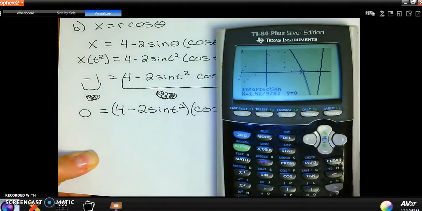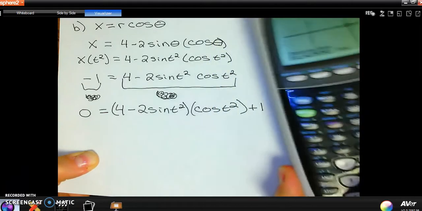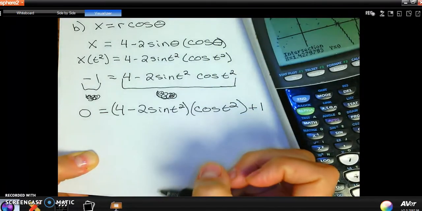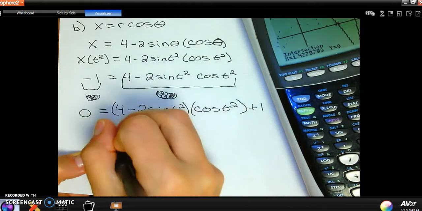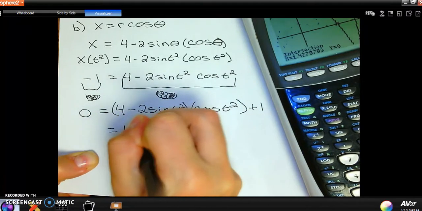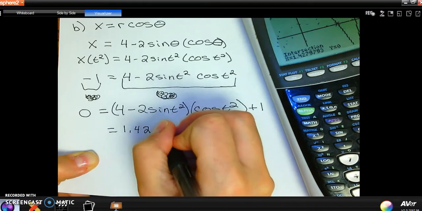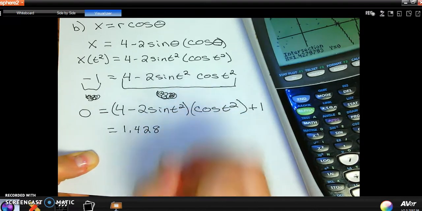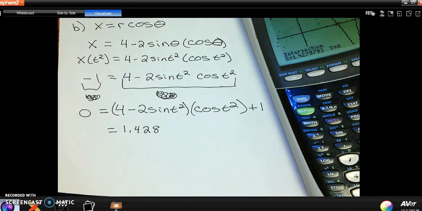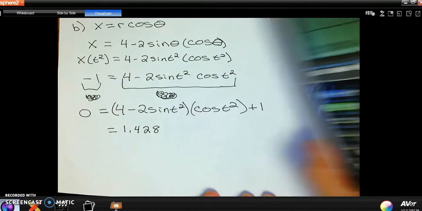And I got 1.4279, so I'll call that 1.428. Okay, so here I got 1.42, and then we'll call it 8 right there. So we've got that as our part B solution. All right, so now we are going to move on to part C.